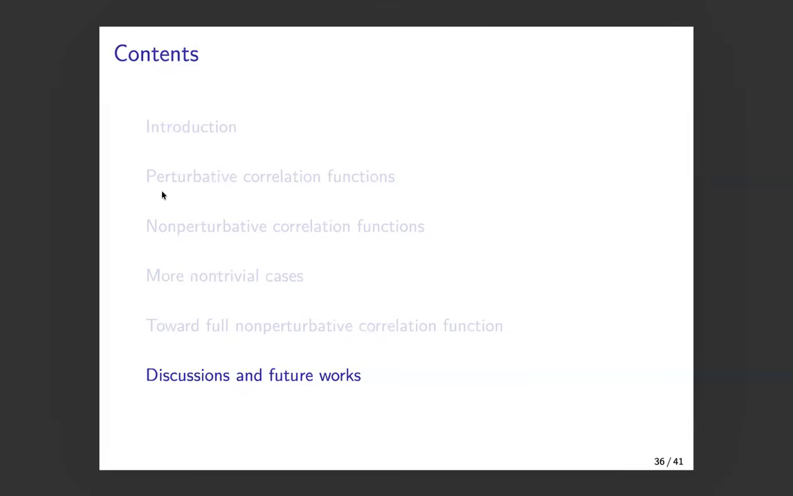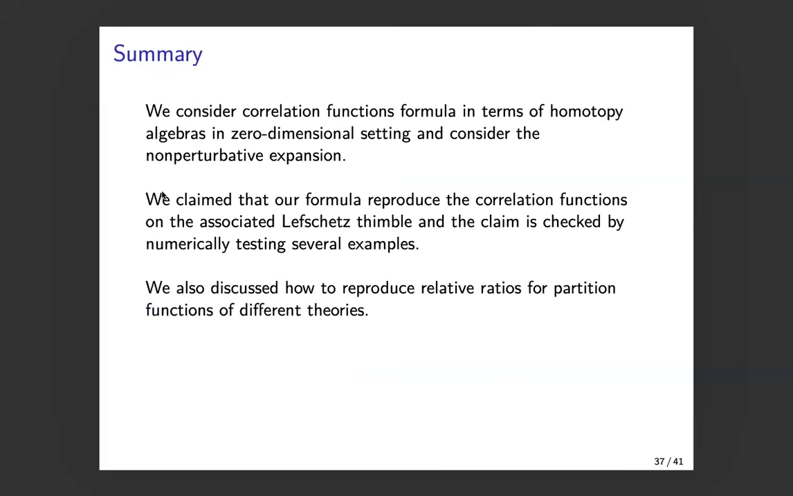So let us summarize and discuss some other directions and future works. For the summary, we consider the correlation functions in terms of homotopy algebra in a zero-dimensional setting and consider the non-perturbative expansion. We claim that the formula reproduces the correlation functions on the associated Lefschetz thimble, and the claim is checked by numerically testing several examples. We also discussed how to reproduce relative ratios for partition functions of different theories.